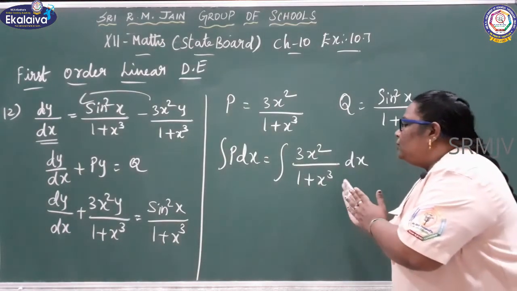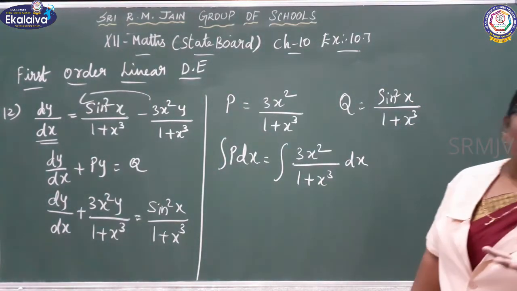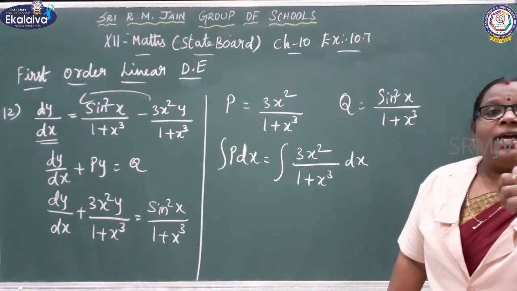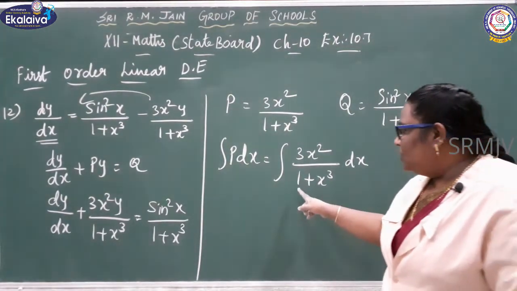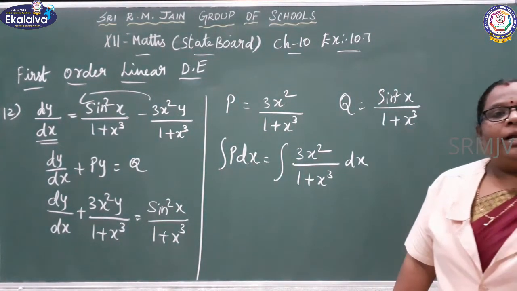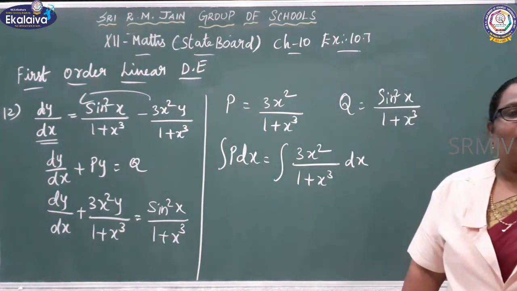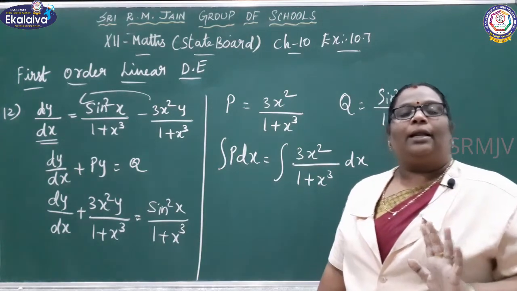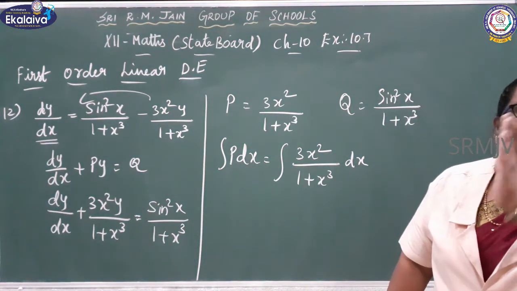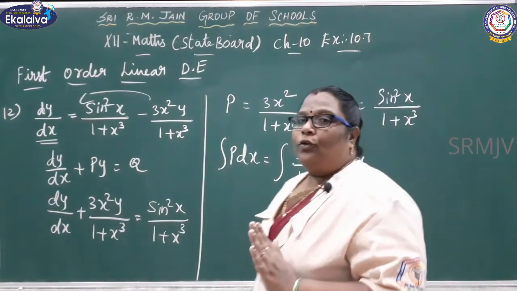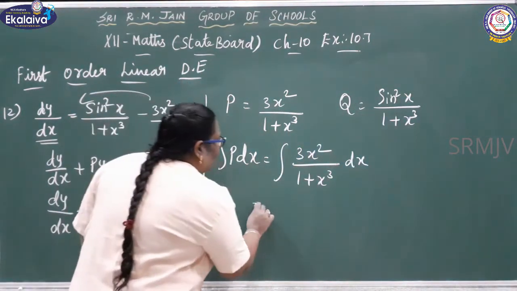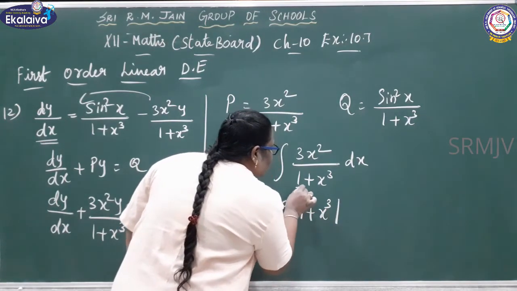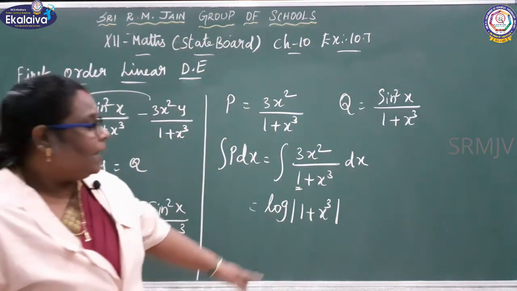See the denominator value. What is the differentiation of 1? 0. Differentiation of x cube is 3x square. When you differentiate the denominator, you are getting the value of the numerator, so the integral is log of modulus of the denominator. So what is the value here? Log of modulus of 1 plus x cube.